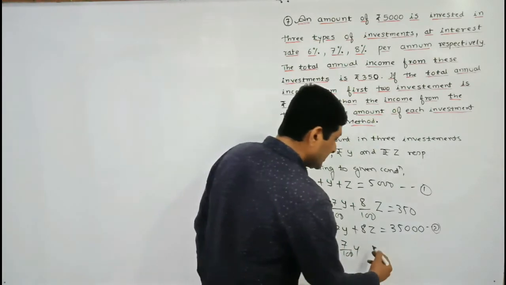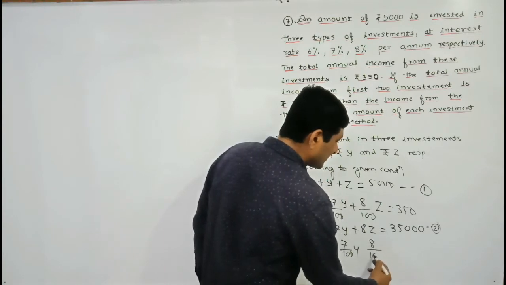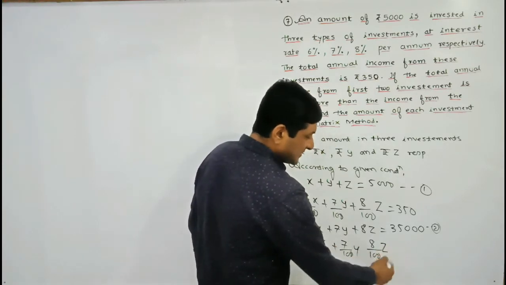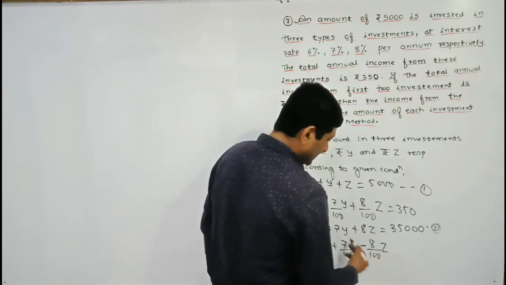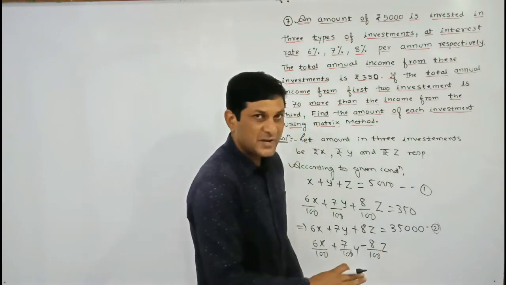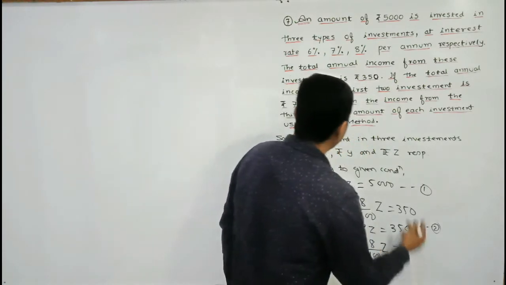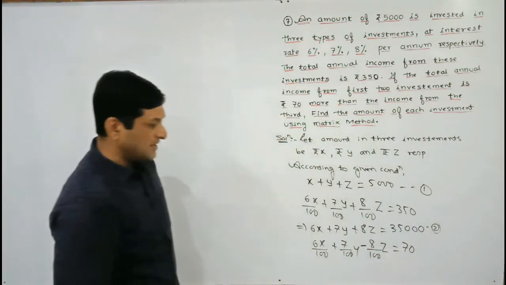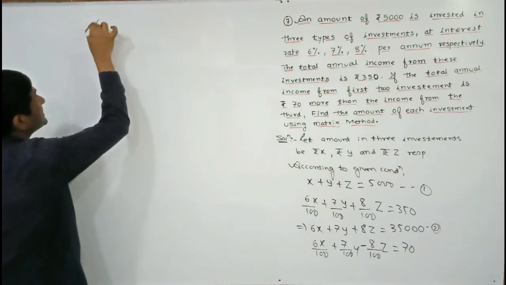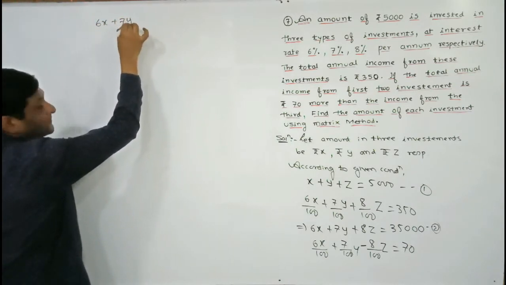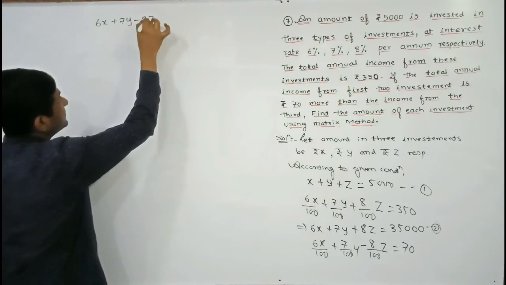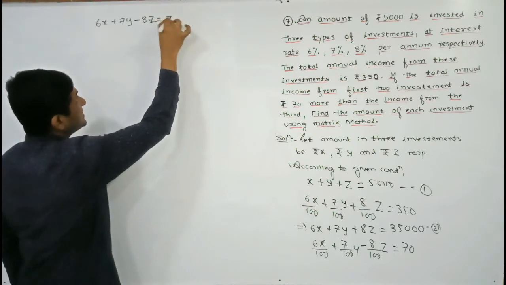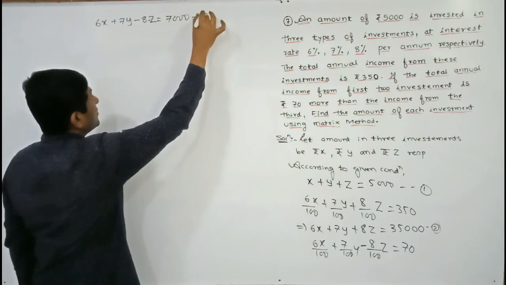70, and how much are we getting as interest from the third investment? That is 8% of Z. And this sum differs from the amount you are getting from the third investment by how much? 70 rupees, it is given to us. If I multiply both sides by 100, this equation will become 6x plus 7y minus 8z equal to, on this side also multiplying by 100, we will get 7,000. So in this way we have got three equations.